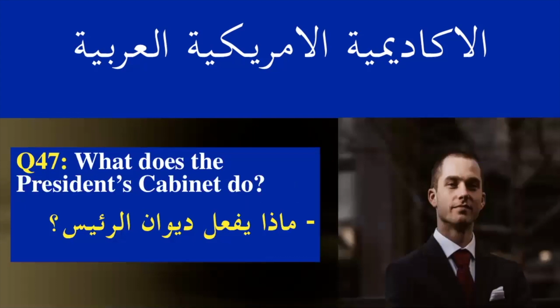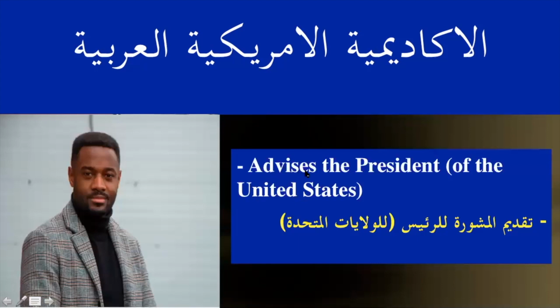السؤال 47. What does the President's Cabinet do? ماذا يفعل ديوان الرئيس؟ Advises the President of the United States. Advises the President. تقديم المشورة للرئيس، لرئيس الولايات المتحدة الأمريكية.